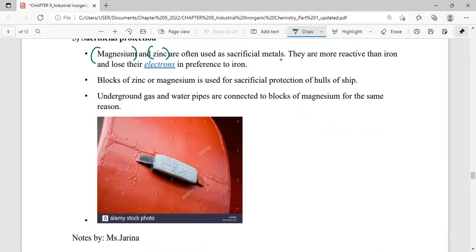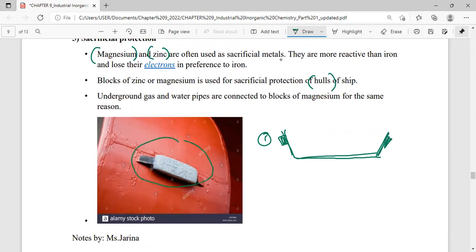Now, the first example is the hull of a ship. The hull of a ship is the base part of the ship, and this is made from iron and steel. This ship is in contact with water and air most of the time, so there's a high chance of it rusting. So in order to prevent the rusting, blocks of zinc are attached to the hull of the ship, at the bottom part of the ship, as you can see here.